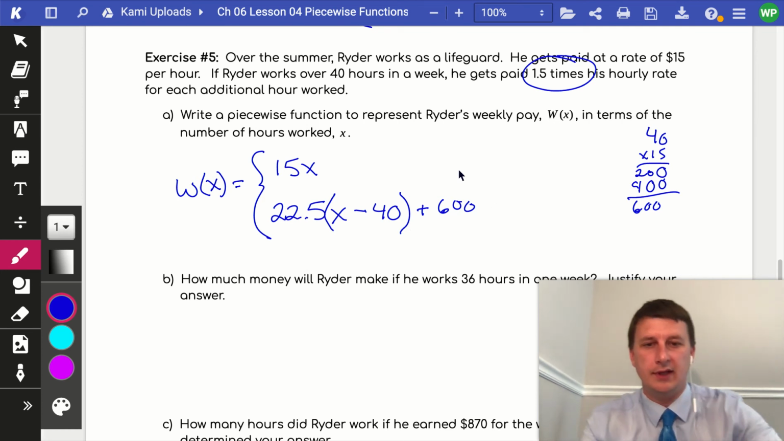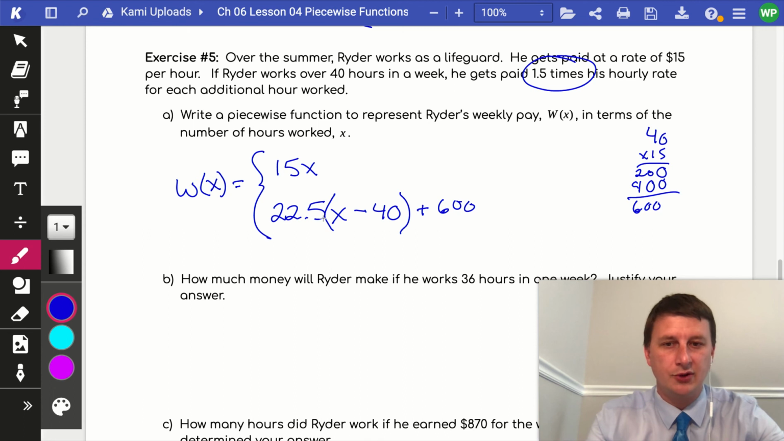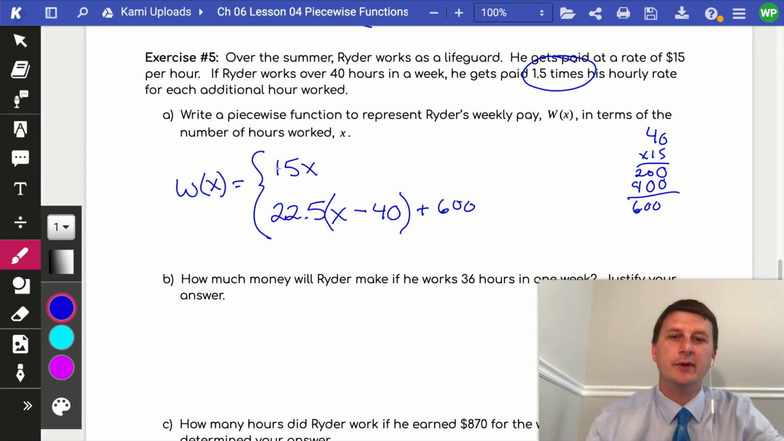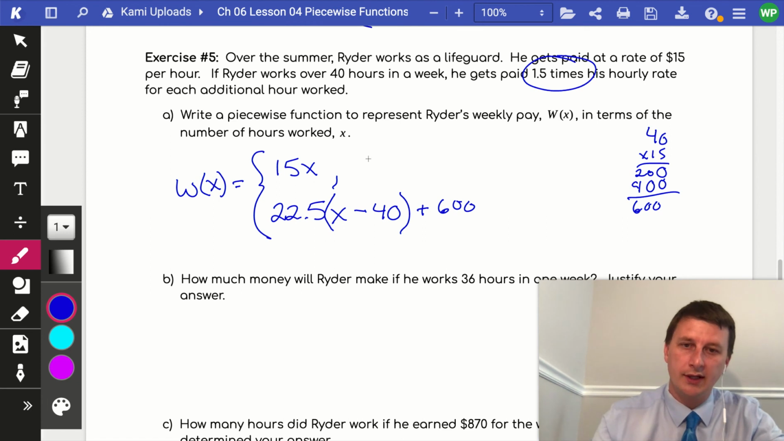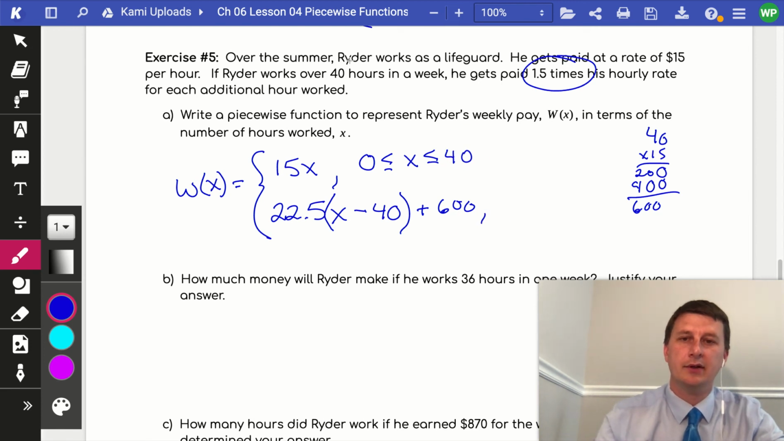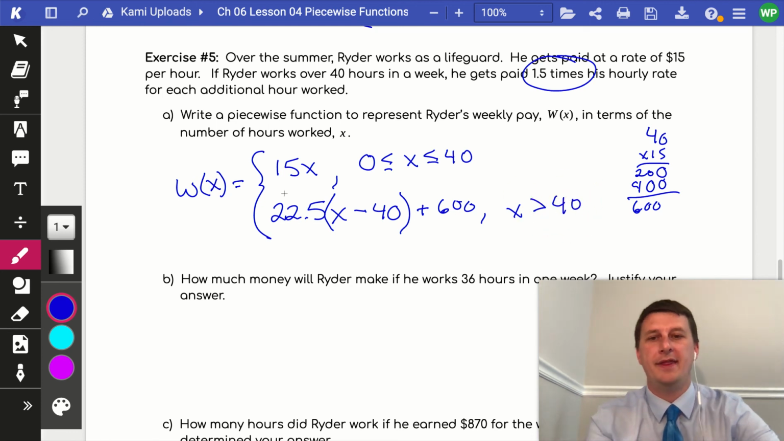So this is, like I said in the very beginning of this problem, a tricky problem. So the last thing we need to do is put in our intervals. So he's going to make $15 an hour, working anywhere from 0 to 40 hours. And he's going to make the overtime if he works over 40 hours. So anything over 40 hours, he'll make this crazy piece of the function.